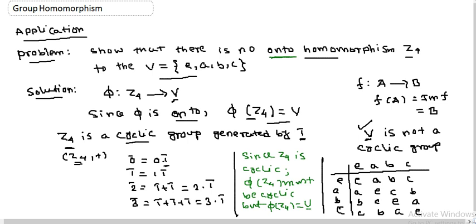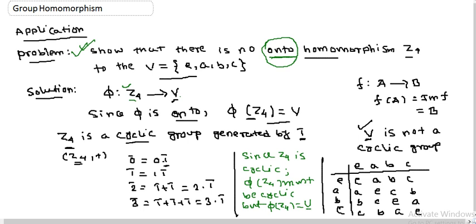Why did we achieve the contradiction? Because we assumed that the mapping phi is an onto mapping, which is not possible. So there is no onto mapping. So we cannot assume that there exists an onto homomorphism from the group Z4 to the group V. So there is no such onto homomorphism. So that's how the result is complete. In this way we can show whether there is an onto homomorphism or not.